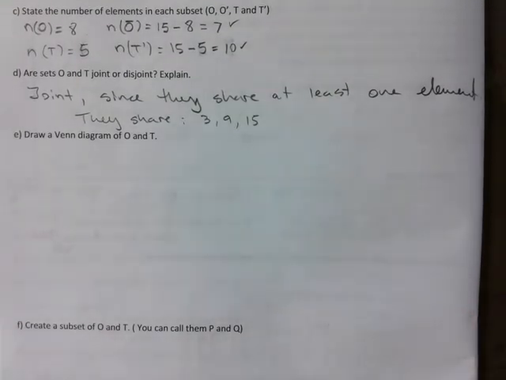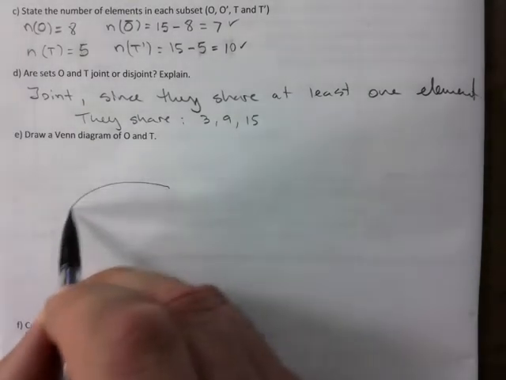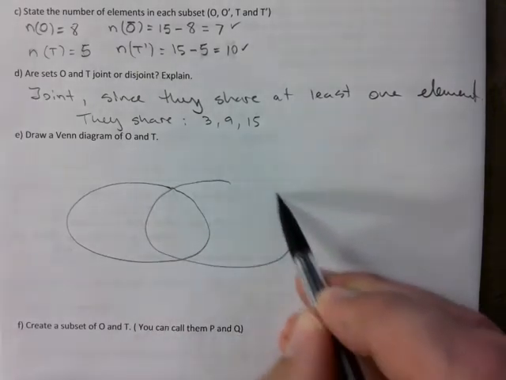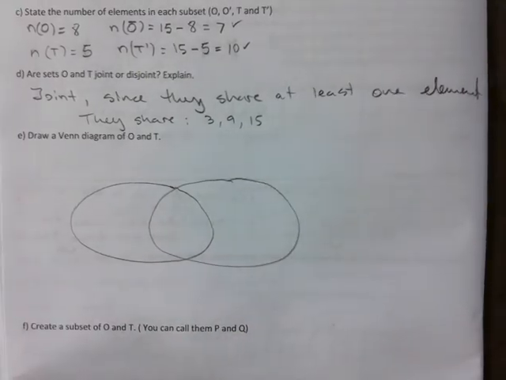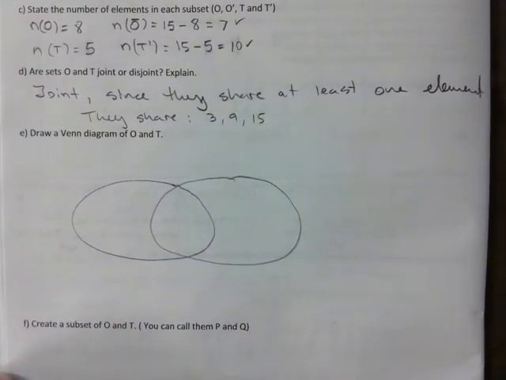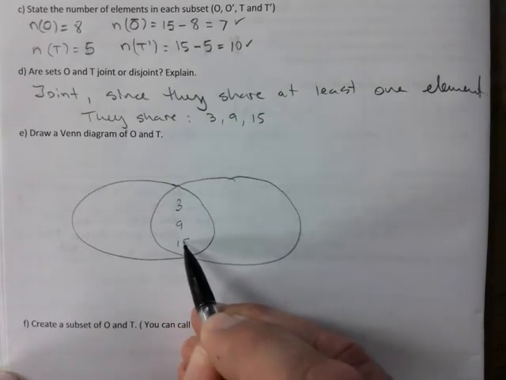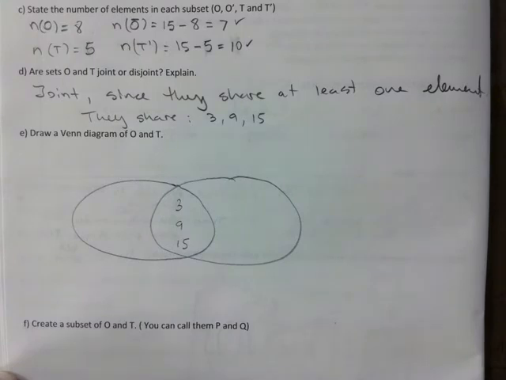Draw a Venn diagram. So I'm going to go like this. Left you lots of room. Like this. I'm going to put in the ones they share right off the bat: 3, 9, 15.